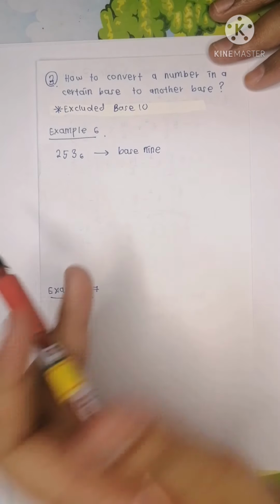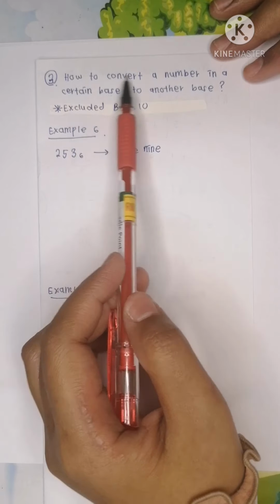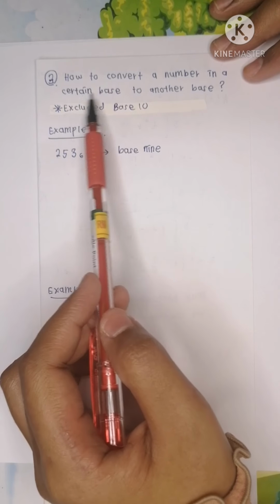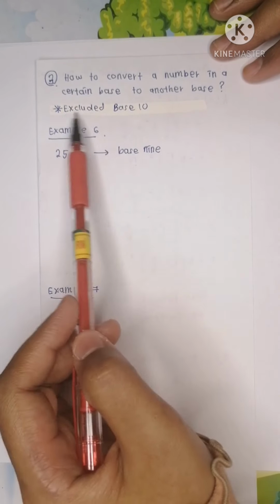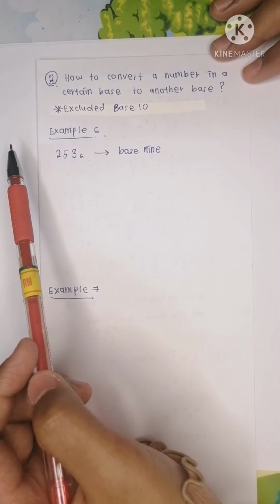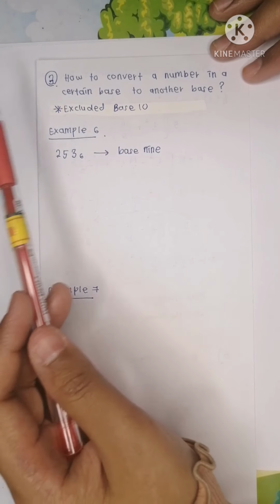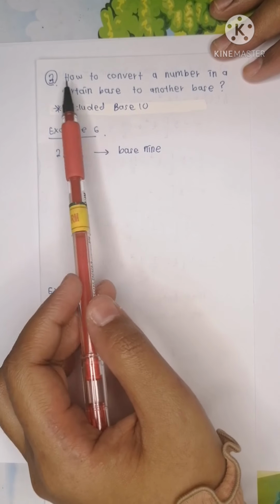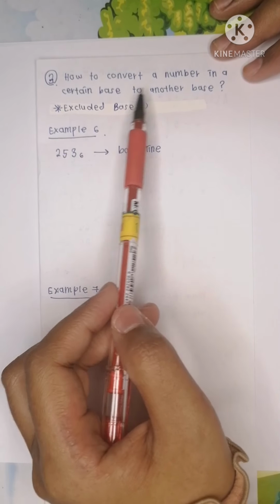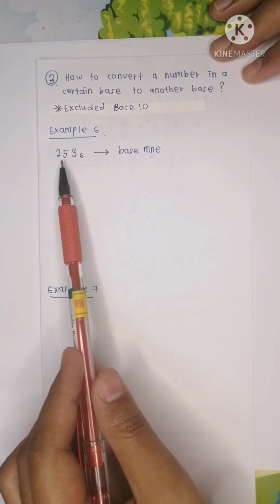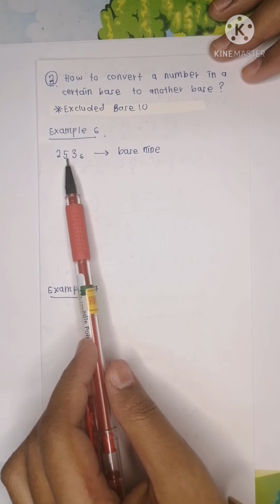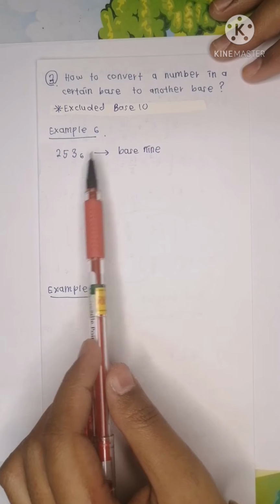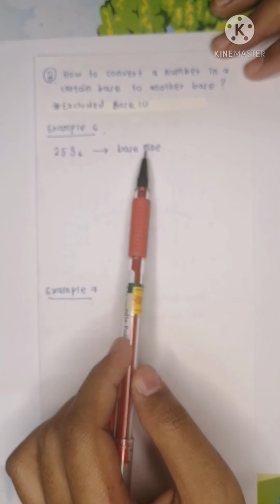Okay class, next lesson is how to convert a number in a certain base to another base, excluding base 10, because we already know how to change base 10 to another base and another base to base 10. So how to convert a number in a certain base to another base? Look at example 6. The question asks you to convert from base 6 to base 9. So what should you do?